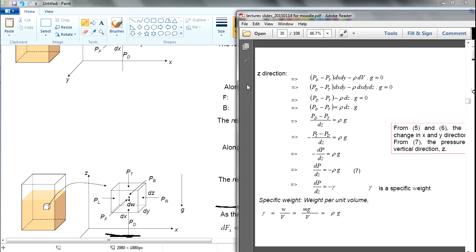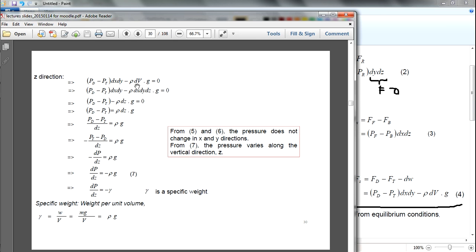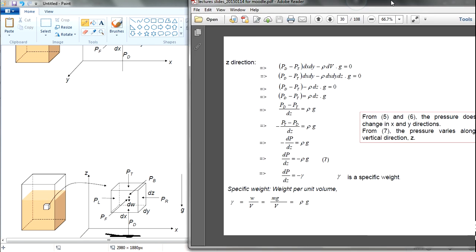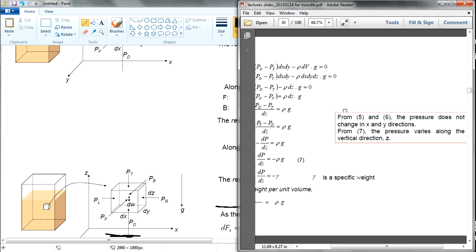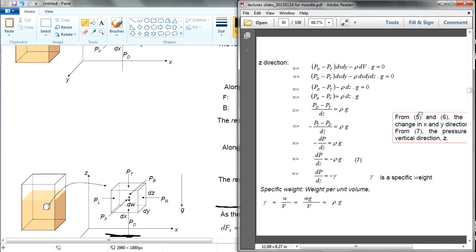Okay, our dV over here is expanded to dx dy dz, a small change in terms of x, y, z. And then in the next step, we take that dx and dy, and the pressure does not change in the x and y direction.